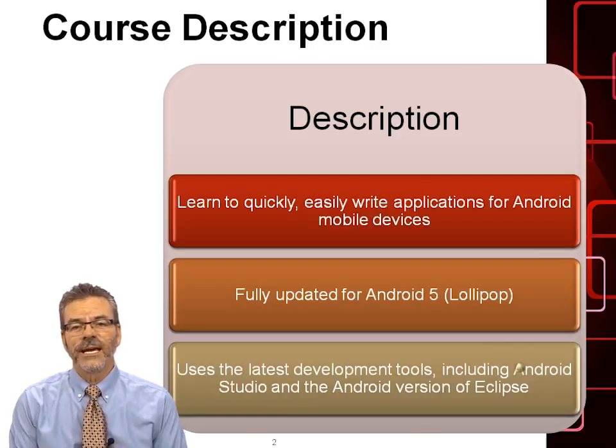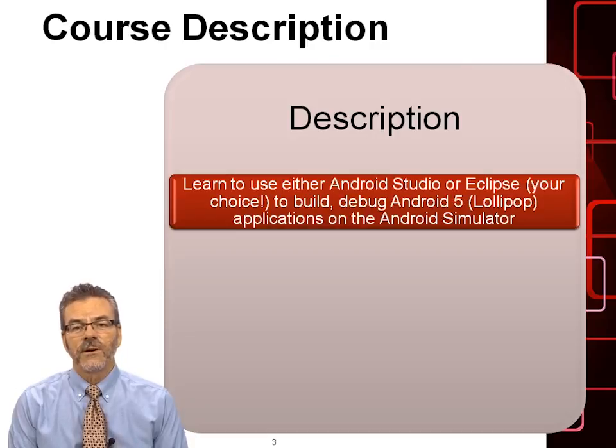We're going to use the latest development tools, and there are actually two choices. There's Android Studio, which currently is in a beta release, but we're going to use it. We'll show you what it does. And you can also use the Android version of Eclipse. Perhaps you've used Eclipse in other projects. It's a very popular development tool, and there's a version that's been modified and enhanced for Android. We'll also learn very clearly how to use Android Studio or Eclipse based on your choice.